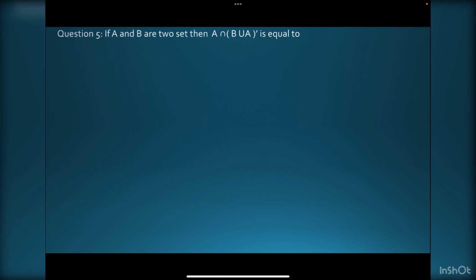Okay, so the next question is question number 5. This question is a little bit theoretical and conceptual. Here in this question we'll use a few of the basic theorems that we have learned in the set theory chapter, and we'll try to use them to come to a conclusion or the solution of this problem. So what is the problem?